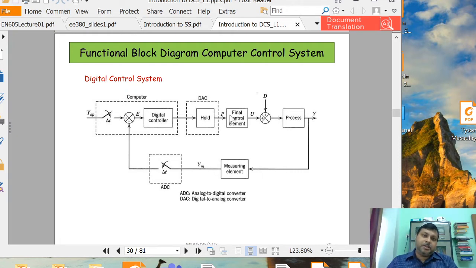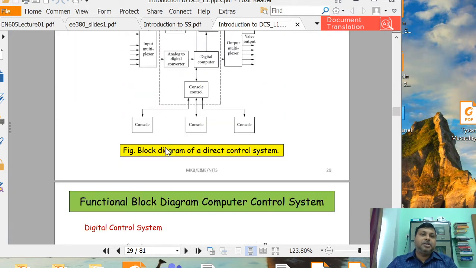So this hold device, or digital to analog converter, is going to convert this digital control signal to the analog one, and this analog control signal is executed through the final control element such that the manipulated variable of the process can be manipulated to achieve the desired output. So this is the work of any digital control system.